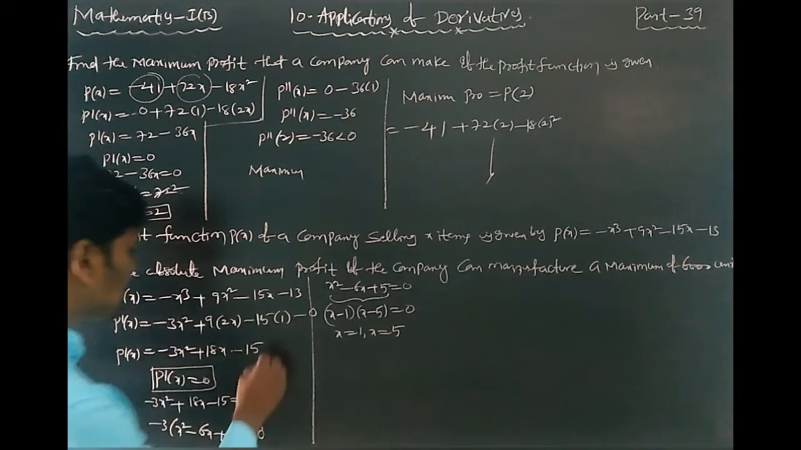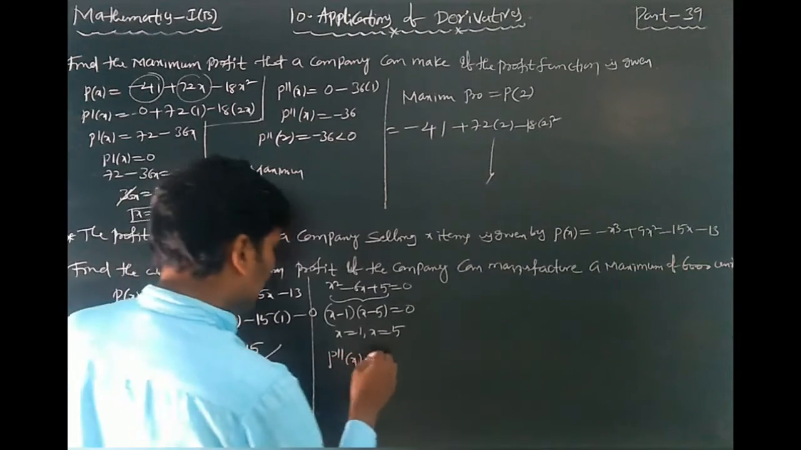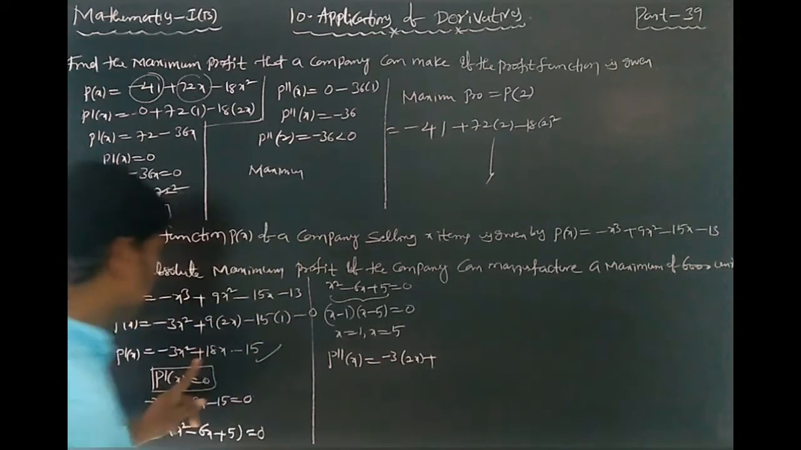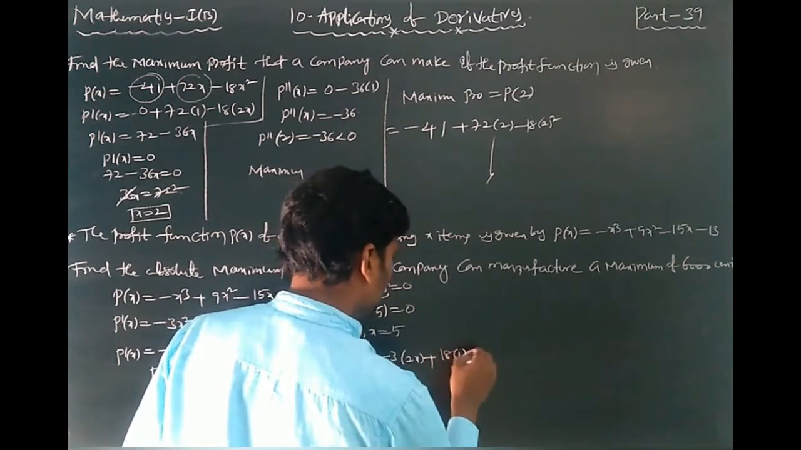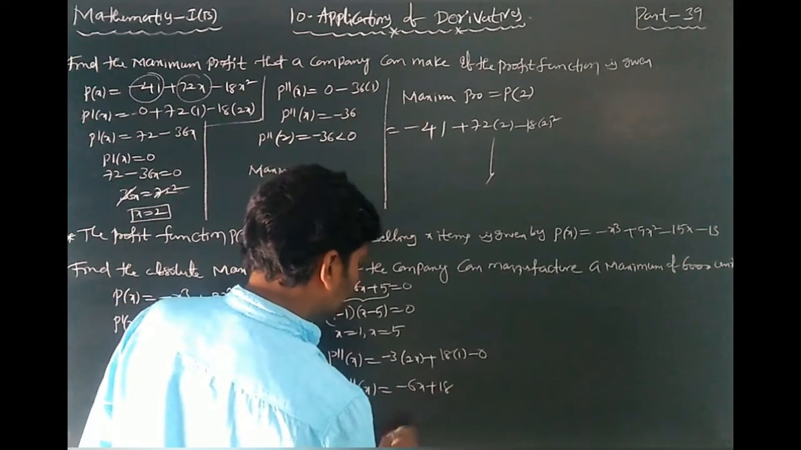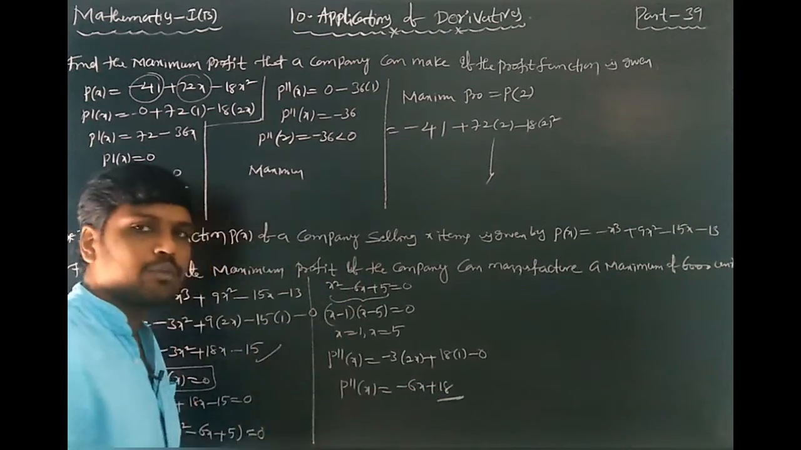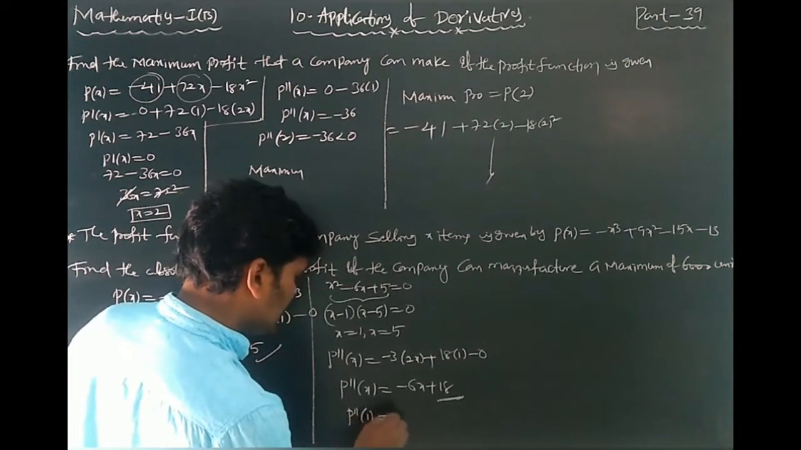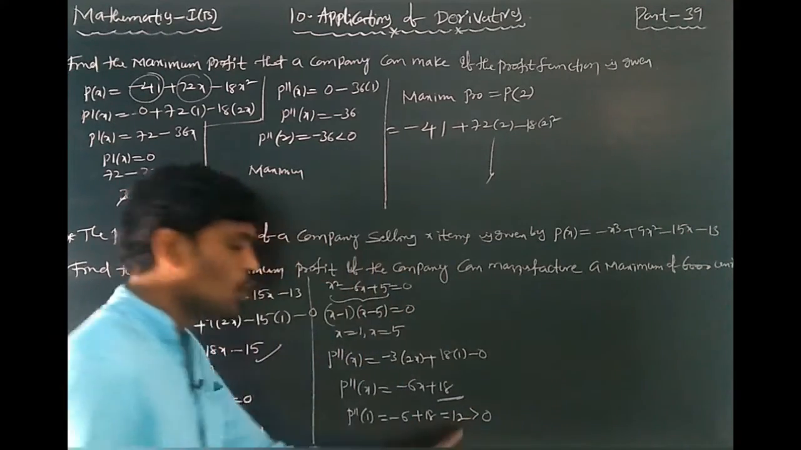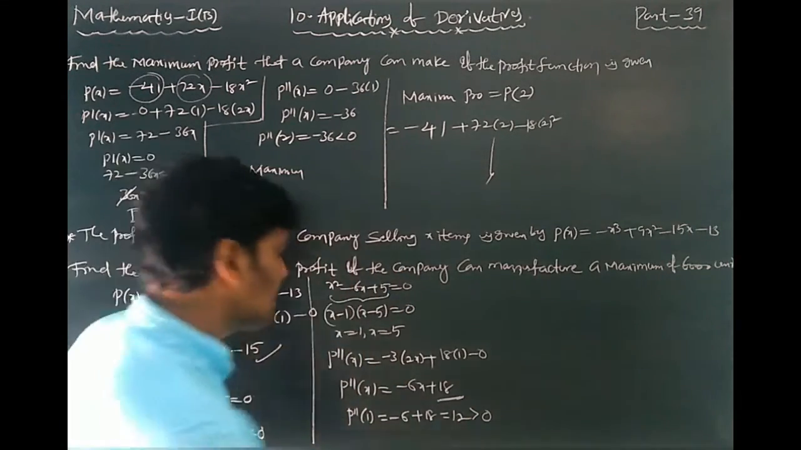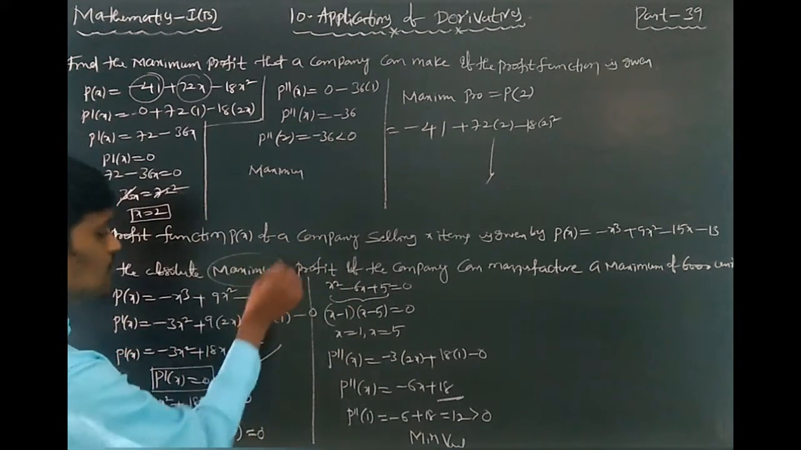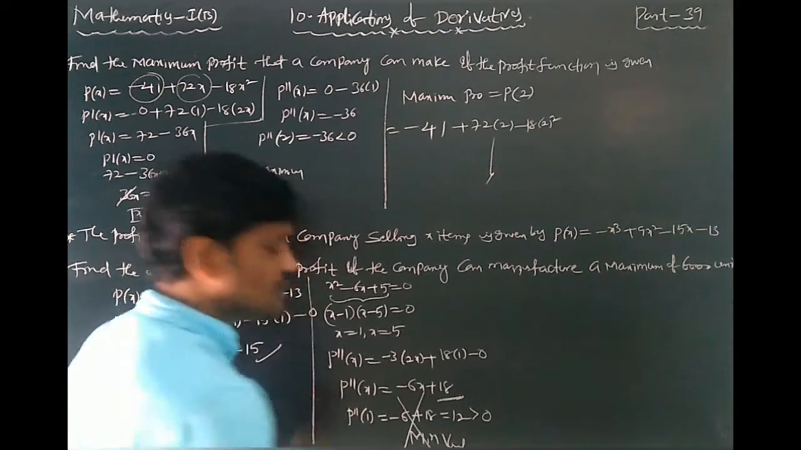After that, take the second derivative of P dash x, that is P double dash x. Taking minus 3 common, the derivative of x square is 2x, plus 18 times the derivative of x, which is 1, minus 0. P double dash of x is minus 6x plus 18. In this equation, P double dash of 1 equals minus 6 plus 18, that is 12. 12 is greater than 0, so it has a minimum value. But here we need the maximum, so x equal to 1 is not satisfied.